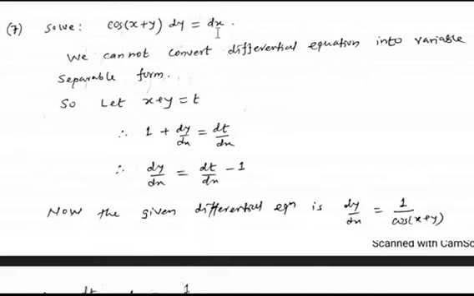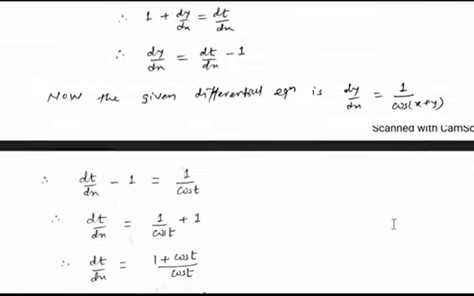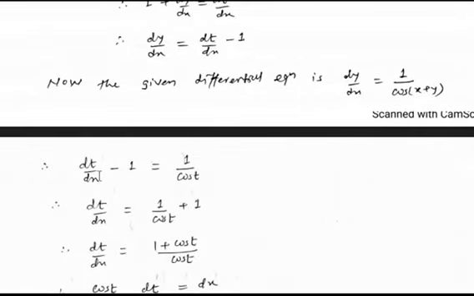So replacing dy by dx by dt by dx minus 1 in this equation, first of all write the equation in this form, that is dy by dx equals to 1 upon cosine of x plus y. Now replace dy by dx by dt by dx minus 1 and 1 over cosine of x plus y by t. So dt by dx equals to, taking minus 1 towards the right hand side, 1 over cos t plus 1.